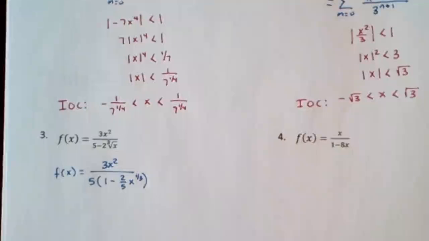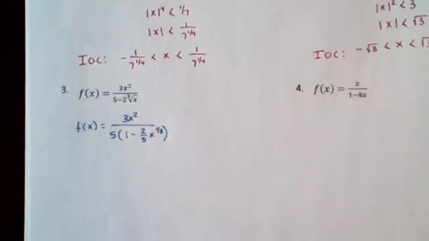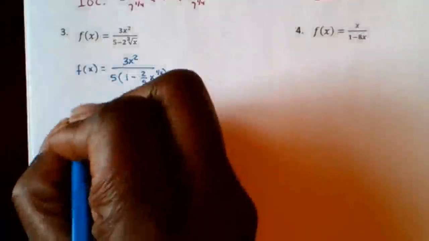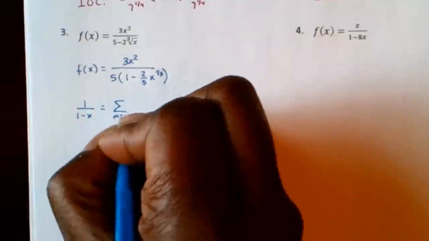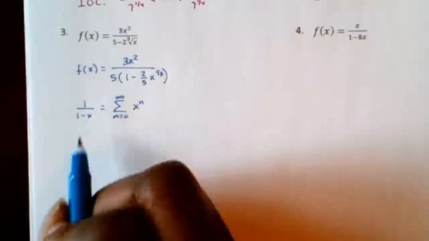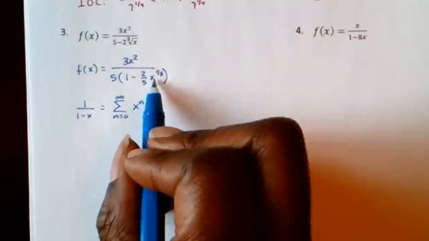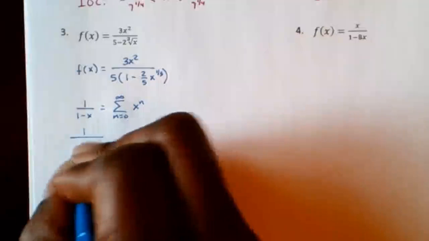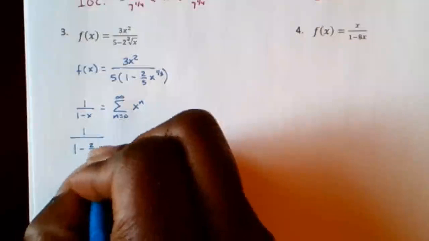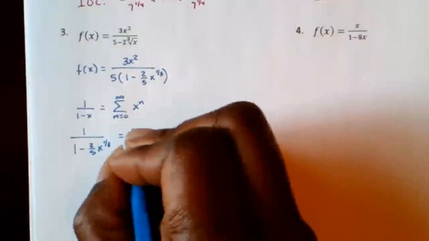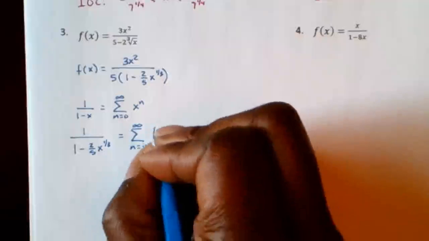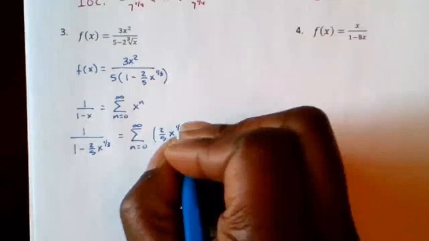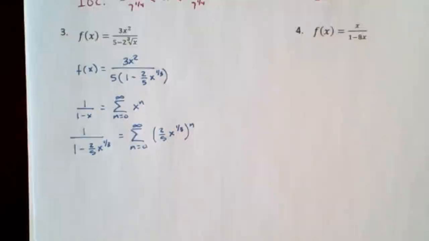Alright, so now that I have it in the proper form, I'm going to start building my series. So again, when I build this series, I always start with the original. 1 over 1 minus x is the sum, n equals 0 to infinity, x to the n. Now wherever I see x, I need to put in this 2/5 x to the 1/3. So I have 1 over 1 minus 2/5 x to the 1/3 equals the sum, n equals 0 to infinity of 2/5 x to the 1/3 to the n. So again, wherever I saw the x, I replaced it with 2/5 x to the 1/3.